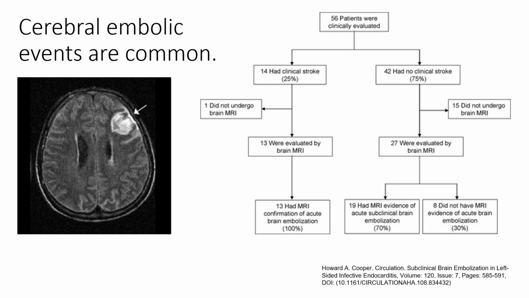In addition to the eyes and the fingers and toes, cerebral embolic events are actually fairly common. So this on the left is a picture of an MRI with somebody with brain abscess due to septic emboli to the brain. This is a paper where they looked at 56 patients with endocarditis, and regardless of whether they had clinical evidence of a stroke, they did an MRI on many of them. So they evaluated, of the 42 who had no clinical evidence of a stroke, 27 of them got a brain MRI anyway, and of those 27, 19 had MRI evidence of embolization to the brain.